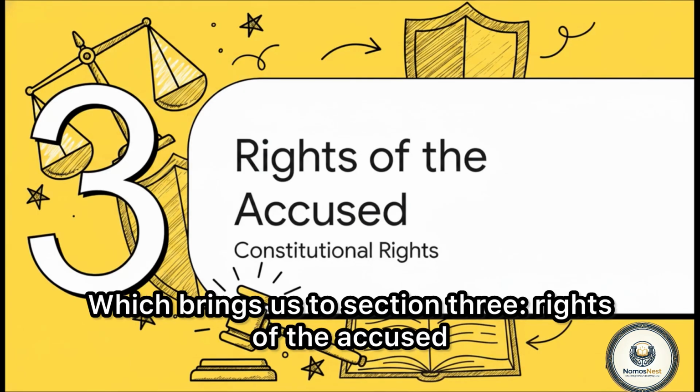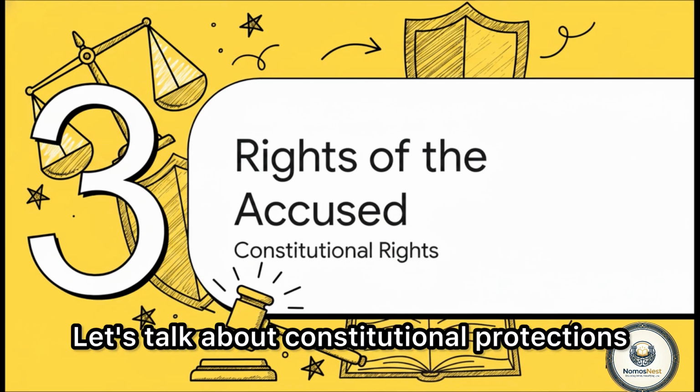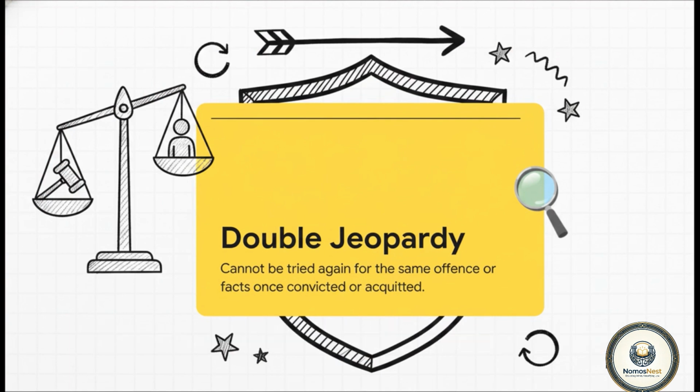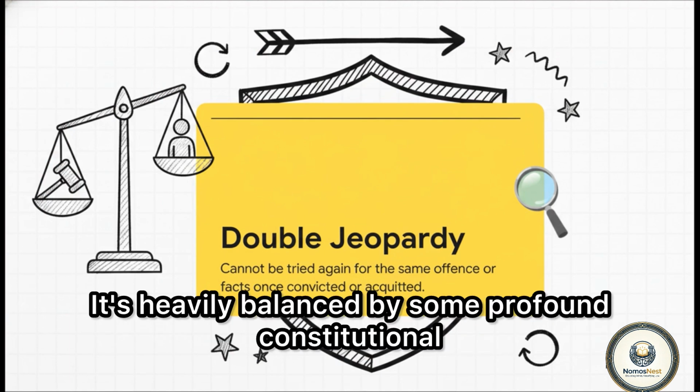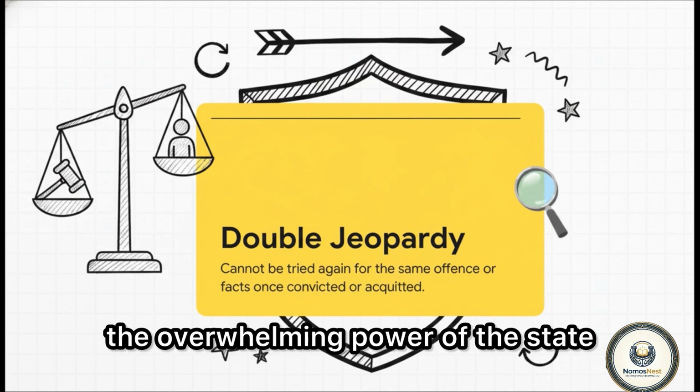Which brings us to Section 3, Rights of the Accused. Let's talk about constitutional protections. You see, a trial isn't just a rigid checklist of court procedures. It's heavily balanced by some profound constitutional rights designed to protect the accused from the overwhelming power of the state.